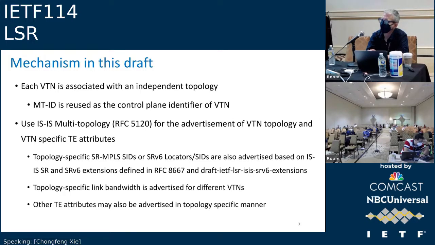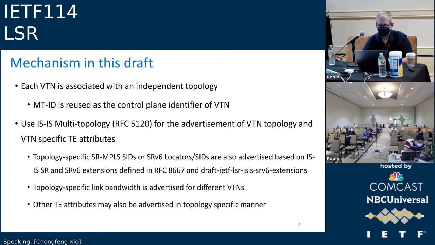IS-IS multi-topology routing is used to create independent topologies in one network. So MT-based TLVs are introduced to carry topology-specific link state information. This provides the capability of specifying the customized attributes of each topology. When each VTN is associated with an independent network topology, the multi-topology ID could be used as an identifier of VTN control planes. So MT routing can be used with the IS-IS based control plane.